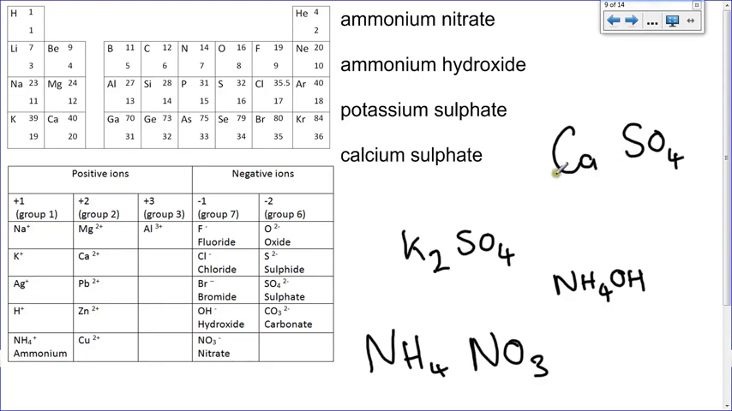Remember, this is the only time that we change little numbers in our formula. When we're balancing equations, we never put little numbers down here. We only put big numbers in front. So for example, if I put a large 2 here in front of the compound, that would mean overall I've just got twice as many atoms. So I've got 2 calciums and 2 sulfates. Okay, that's ionic bonding.